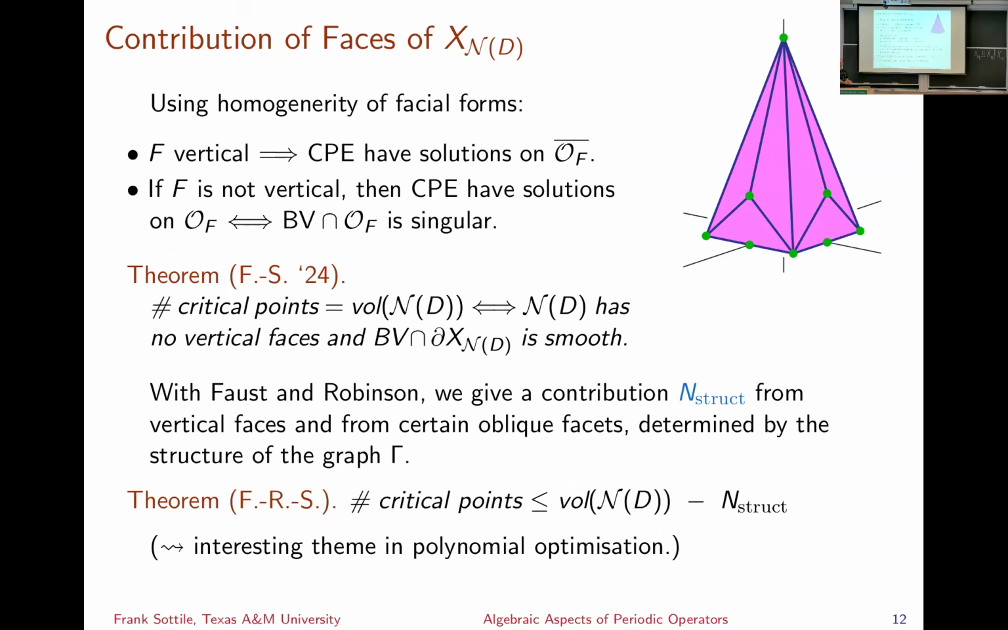homogeneity, sorry, two typos. It's a good talk. On facial forms, it turns out that if F is a vertical face, you have linear relations among your equations, exactly as many as the codimension of the face, and that tells you that the critical point equations always have solutions on the closure of the face. So the part of the orbit corresponding to the face together with its closure, which is the Newton polytope, is the toric variety of that face, in a very natural way.